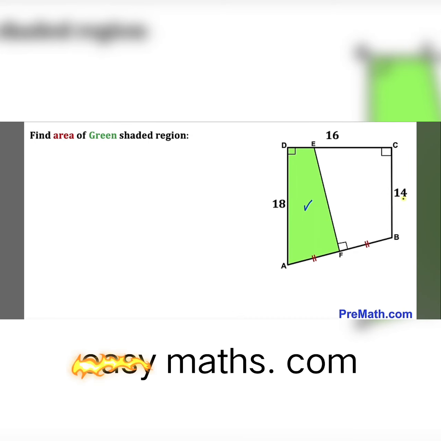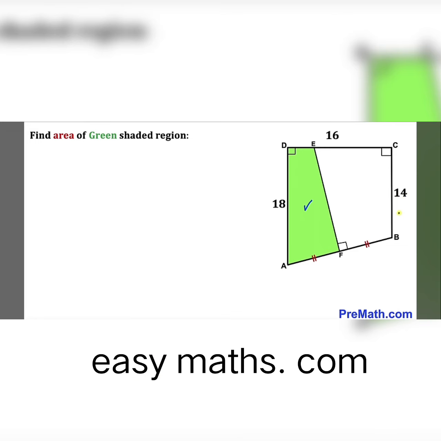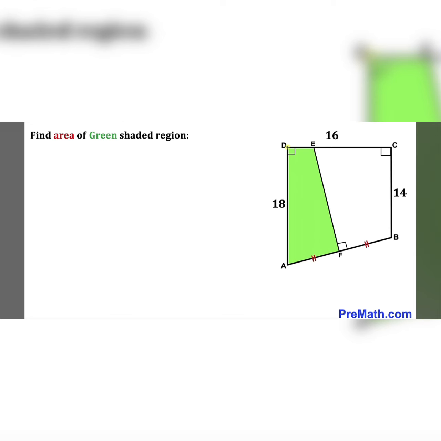Fully inscribed in a trapezoid ABCD, as you can see in this diagram, such that this side length CD is 16 units, this side length AD is 18, and finally this side length BC is 14. And moreover, this segment AF equals this segment FB. In other words, F is the midpoint.